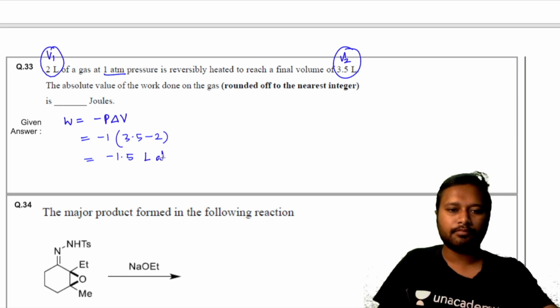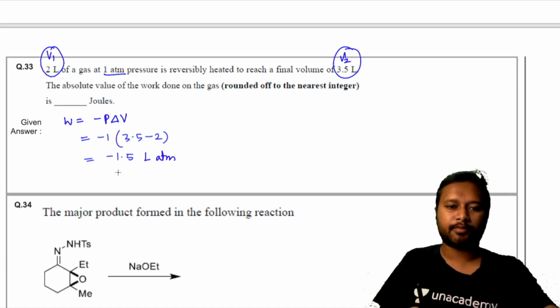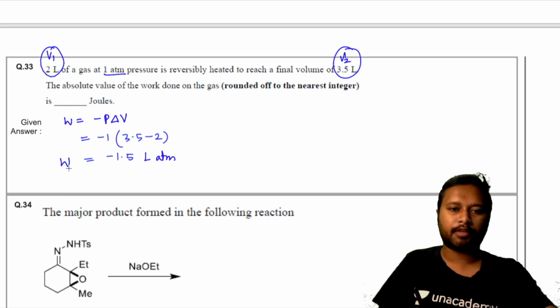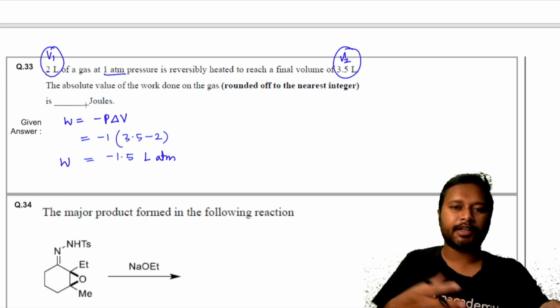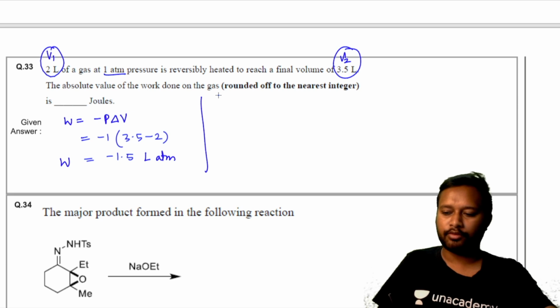Because the volume is in liter and the pressure is in atm, liter atm will be the unit of work done, but they're asking for the value in terms of joule. So you should know how to convert liter atm into joules. I hope you have done previous years' questions of GATE, and if you have, there it was given how to do it. I think in GATE 2019 a question was asked where the values of the gas constant were used to make the conversion. So the same thing we are going to use.